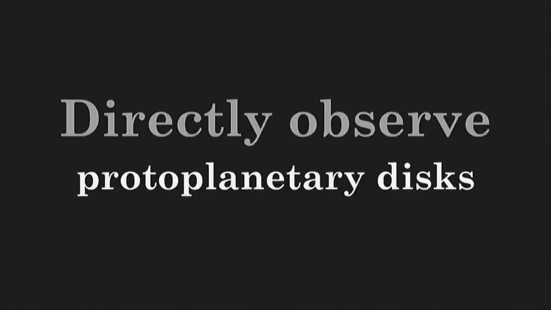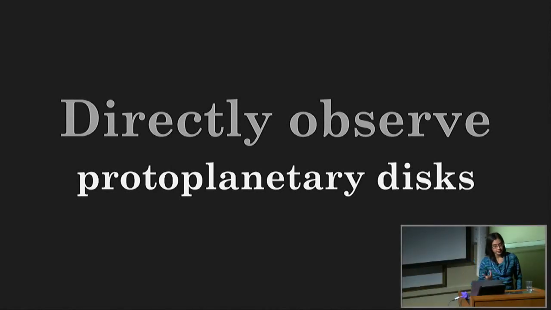We actually directly observe these protoplanetary disks that I mentioned. Because within our own solar system, we can get pieces of the protoplanetary disk back on Earth and we can look at our orbits. But we actually want to look at a large sample to explain that whole diversity of planets that we're seeing now.